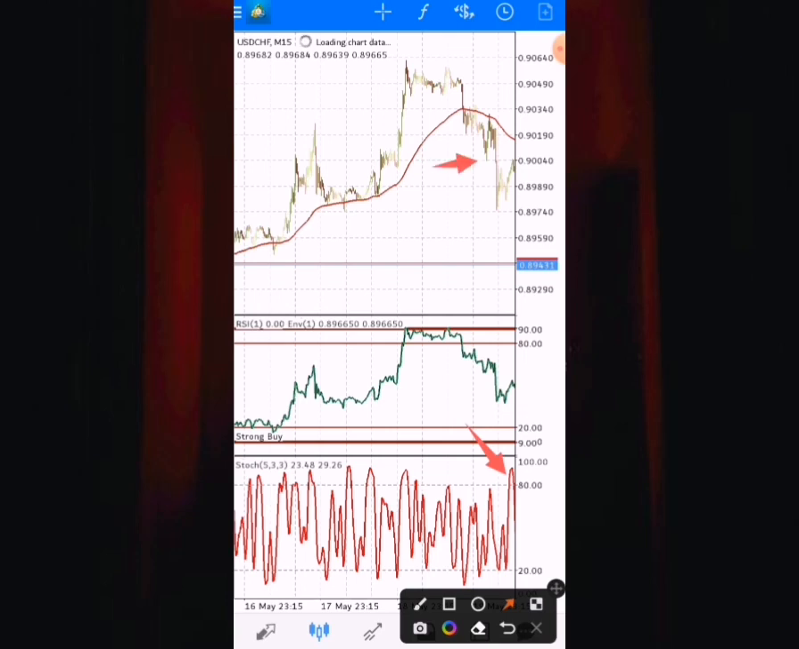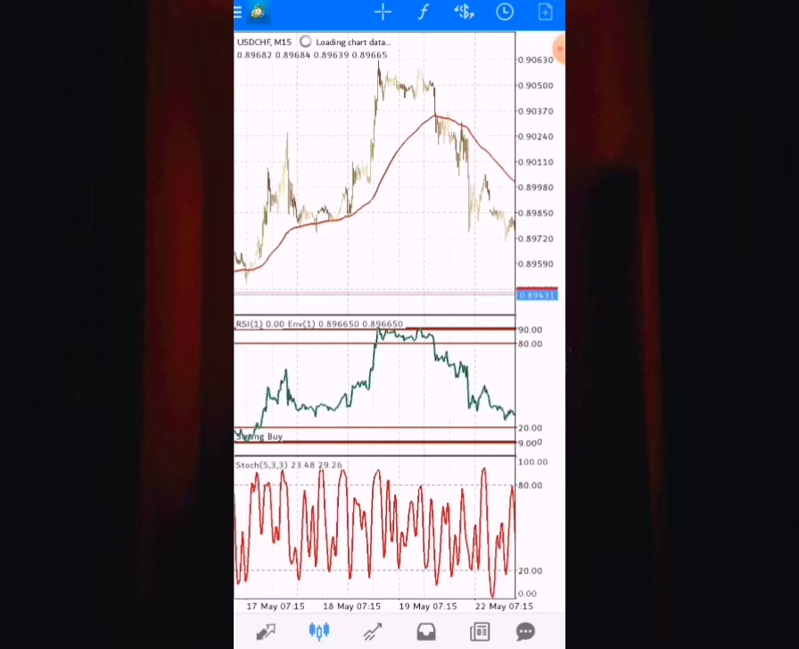Okay, so right there you would place your sell trade. And remember that if price touches the 9 line level, we will no longer be placing any trades. So after placing the trade, let's just continue and see what happened.